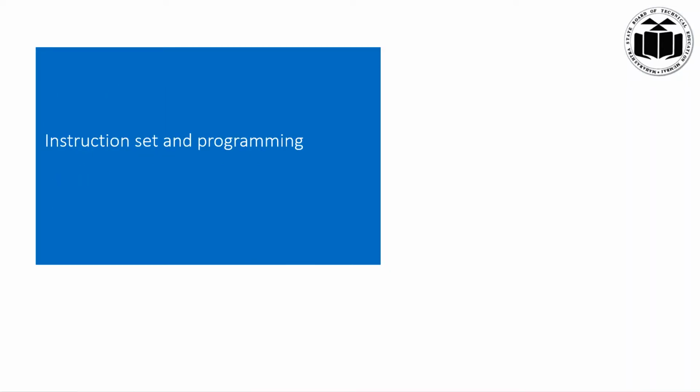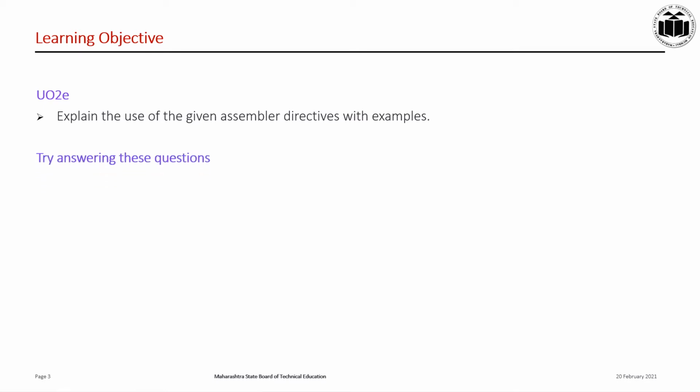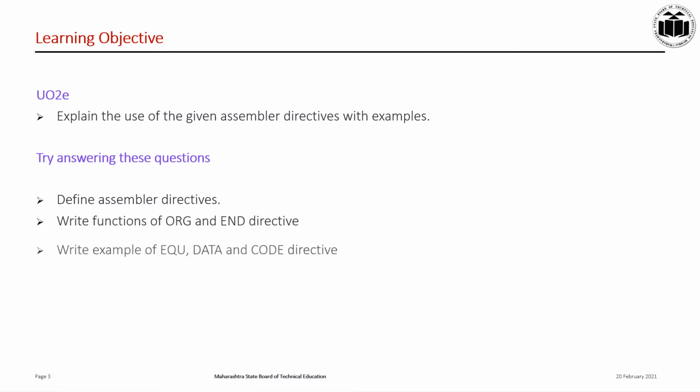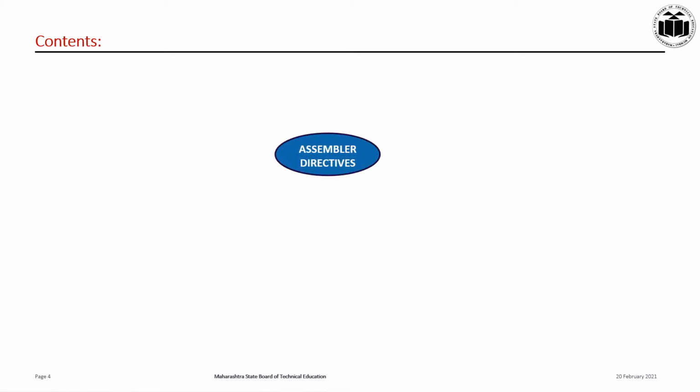Today we are going to discuss assembler directives from Unit 2, Instruction Set and Programming. Today's learning outcome is to explain use of given assembler directives with examples. Under this, we will see definition of assembler directives, functions and examples of ORG, END, EQU, DATA, CODE, and END directive. Contents for today's presentation are assembler directives.